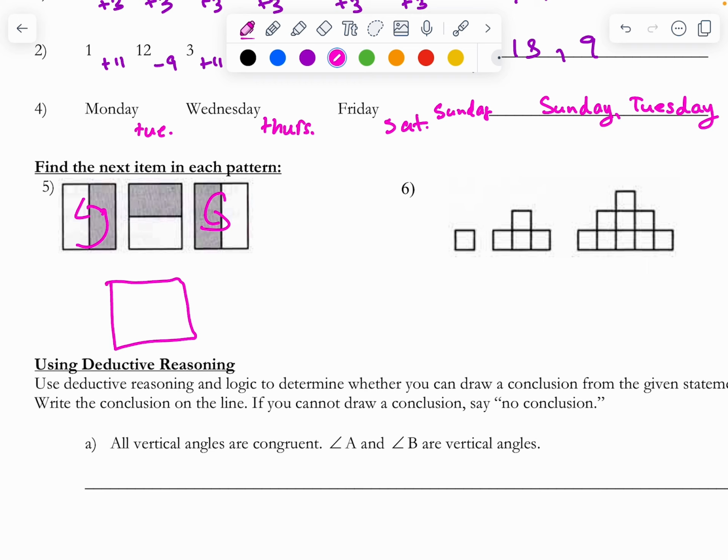Come on, you can do it. I guess that was too ugly of a square. Still too ugly of a square, but that's okay. Being cut in half and having this bottom part filled in. So that should be my next pattern, my next term there. And then for this number 6 here, this is a triangle.